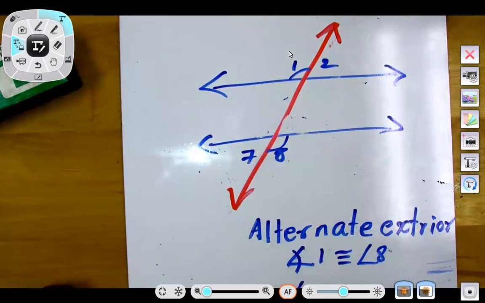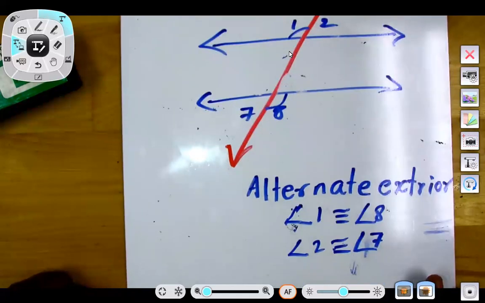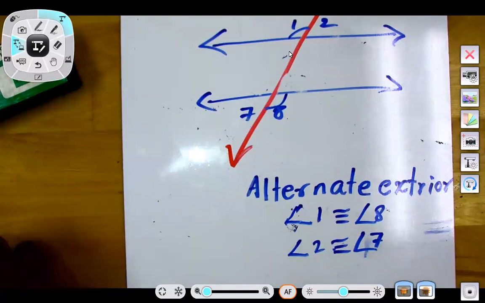So these 2 angle pairs are alternate exterior. All right. So you know corresponding angles, alternate interior, alternate exterior pairs are congruent to each other.